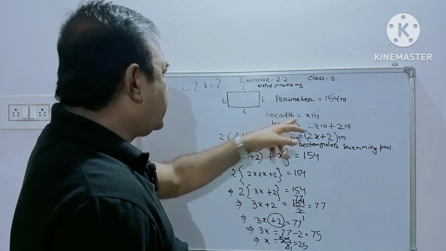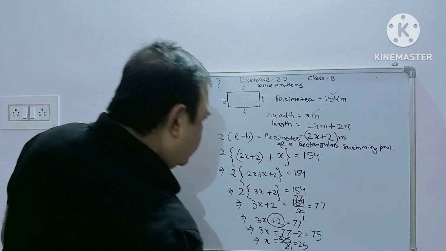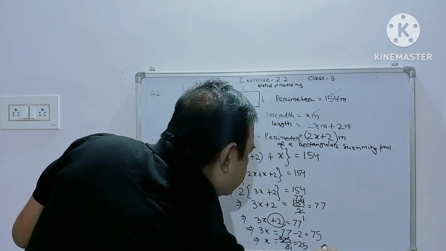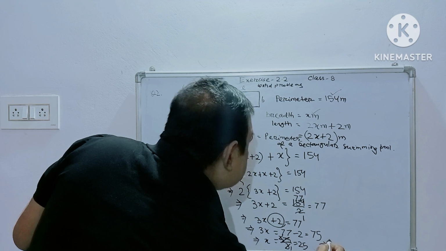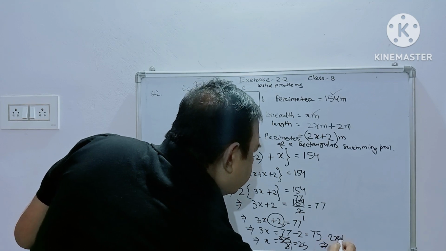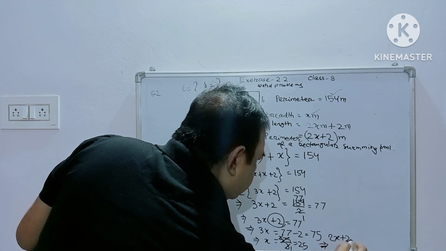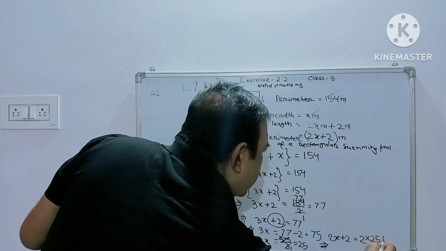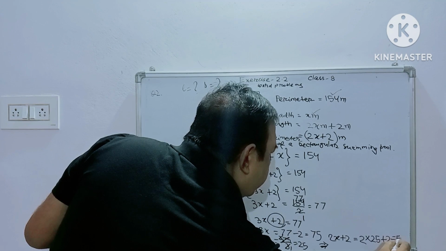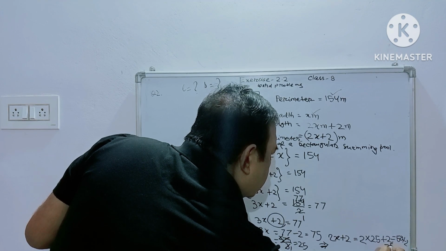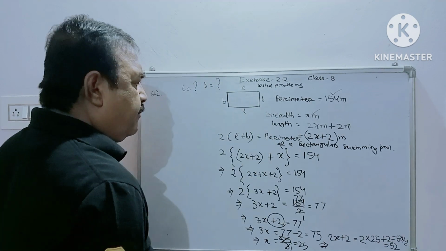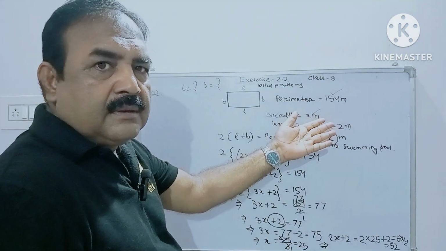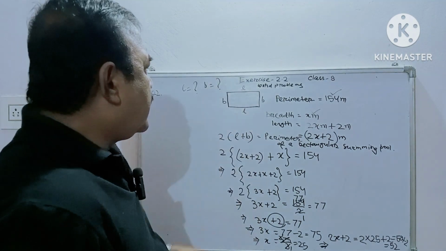So the breadth is 25 meter. So what is the length? In the next step, you just write, that implies 2x plus 2, that is equal to 2 into 25 plus 2, that is equal to 50 plus 2, that is equal to 52. That means the length is 52 meter and the breadth is 25 meter. So you will solve like this.